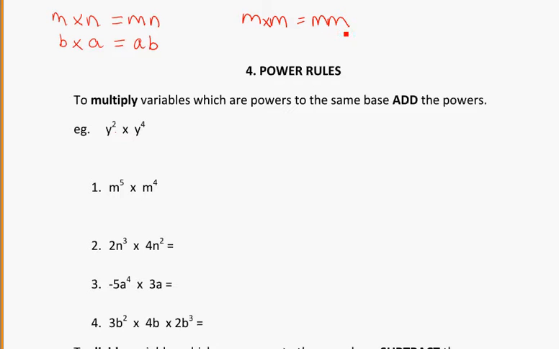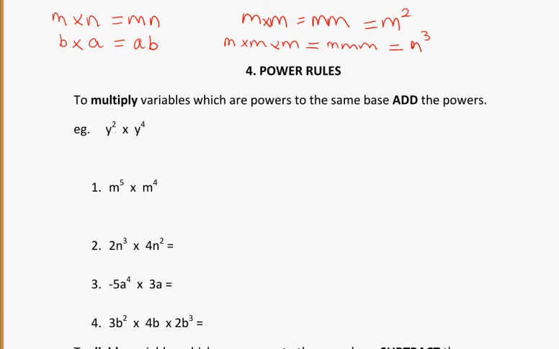So m times m can be written in a short form. Because there's two of them, we say it's m squared, or m to the power of 2. If we had m times m times m, we've got 3 of them. We could write it as mmm, but a much quicker way to write it, because we've got m multiplied by itself 3 times, we have m to the power of 3, or you say m cubed.